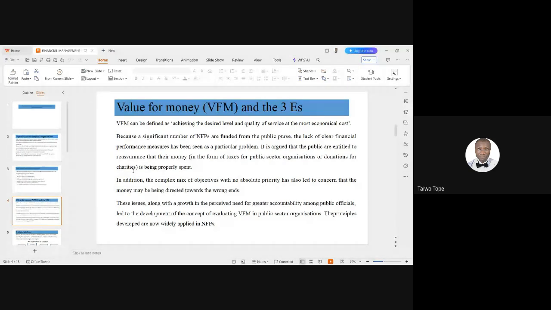So based on the slide, I put that value for money can be defined as achieving the desired level and quality of service at the most economical cost. At the most economical cost means at the cheapest rate.